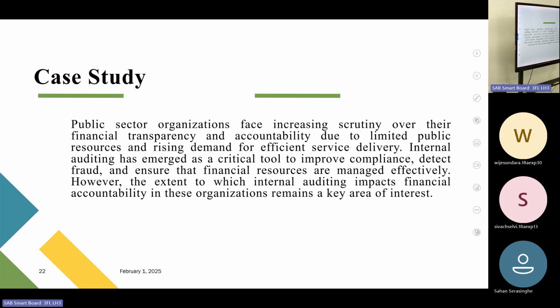The role of political influence in internal auditing and audit processes in the public sector. Okay, from where did you take the political perspective? Very good. Yes, explain to me.